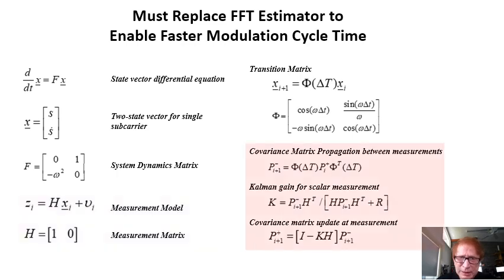The matrix P is the covariance matrix that summarizes the state estimate statistics. The standard deviations and the correlation coefficients are contained within the covariance matrix. We propagate the state vector between measurements using the transition matrix. At the instant of the measurements, we compute the Kalman gain. We also update the covariance matrix after the measurement to account for new information that is supplied by the measurements.